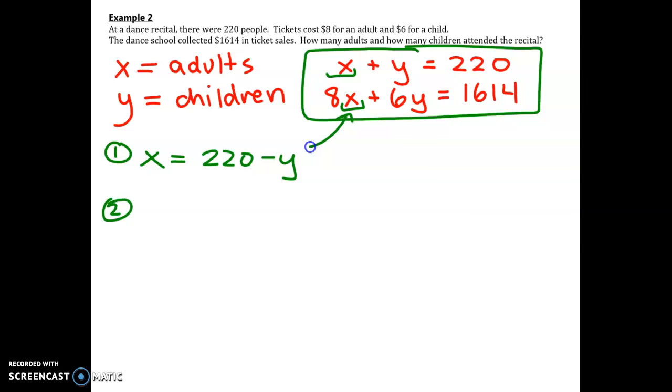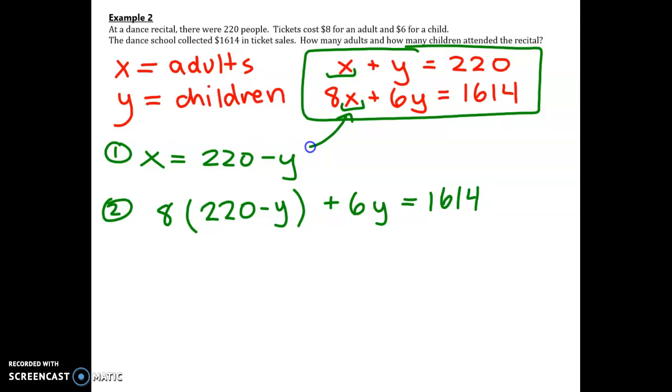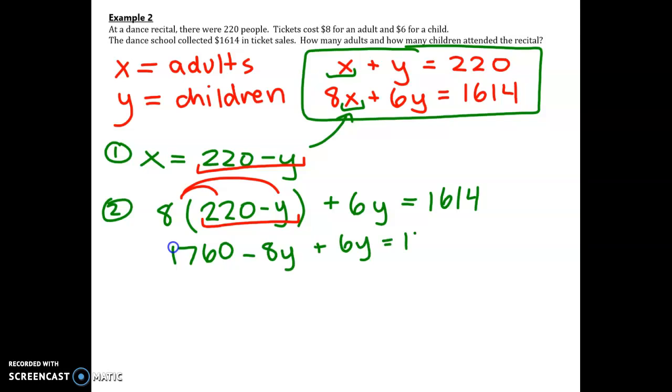So we're going to trade now 220 minus y in for x in our second equation. So step two is we're going to take 8, and then instead of writing x, we're going to write 220 minus y, because that's the same as x. Plus 6y equals 1,614. So again, this was x, so I put it in for x in the other equation. From here, we're just going to go through and solve to get the y by itself. So when I multiply that 8 in, then we get 1760 minus 8y plus 6y equals 1614.